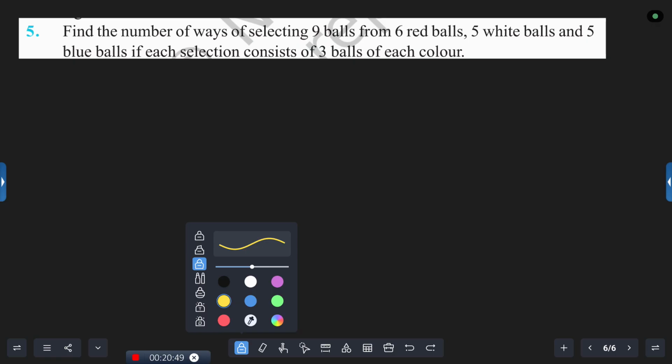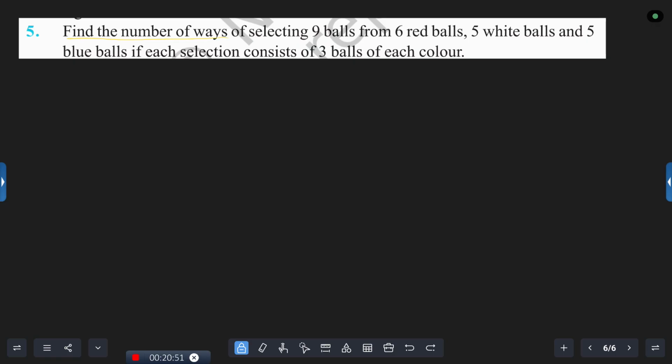Find the number of ways of selecting. See, the word is there, selecting. Selecting means combination. This key point is very important, otherwise you cannot guess in the examination whether it is permutation or combination. Whatever I'm underlining, you also underline in the textbook. It will be very useful for reading the exam.